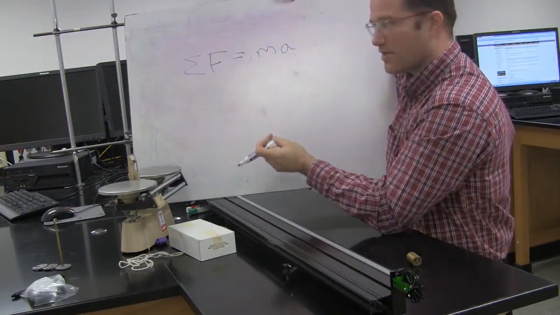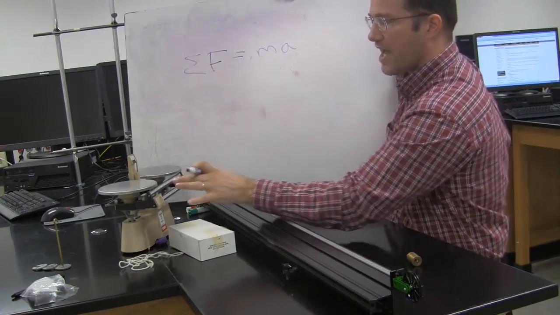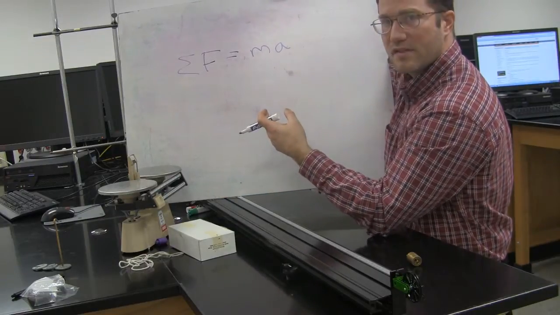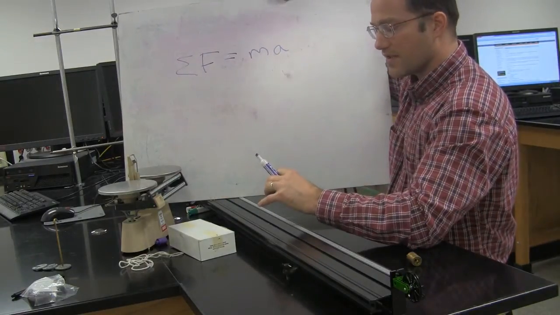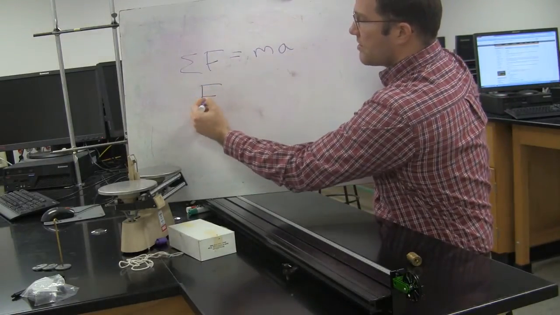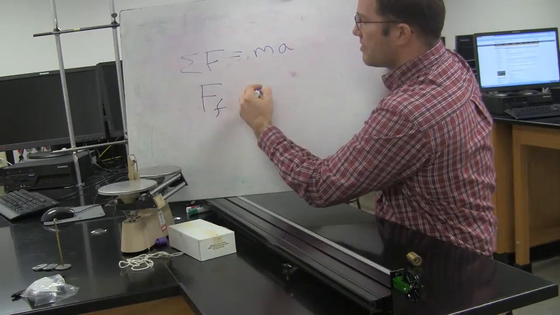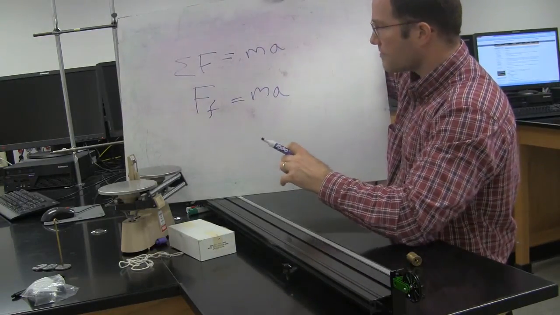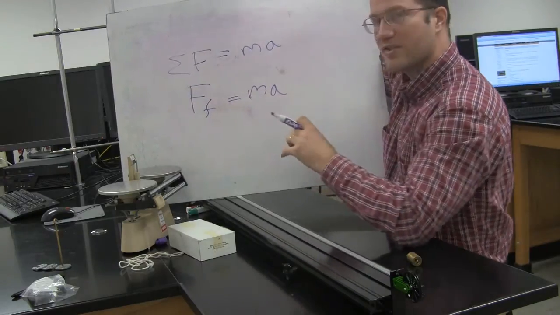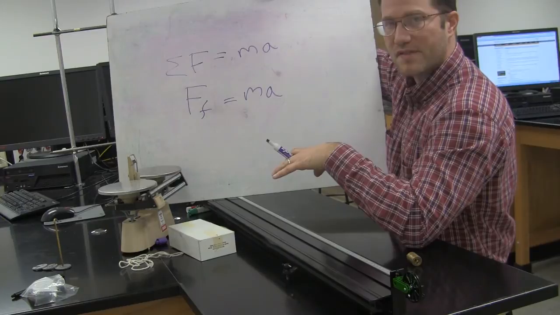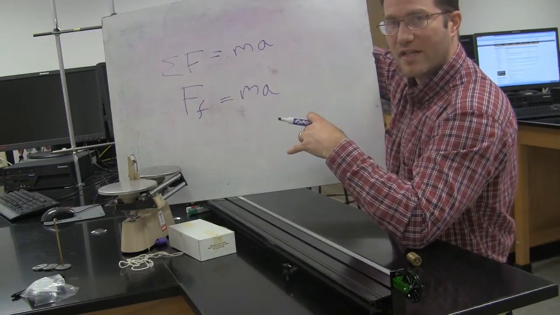Well, with the motion sensor, we can determine the acceleration. We can measure the mass with this pan balance. Okay? And so the only net force acting on this is the force of friction. And so we can rewrite that to say the force of friction is equal to mass times acceleration. And now, if we can determine the force of friction and we know the normal force, we know how to determine that coefficient of kinetic friction.